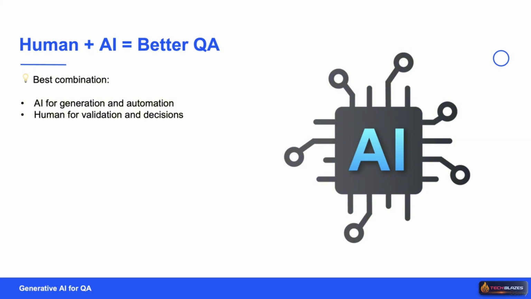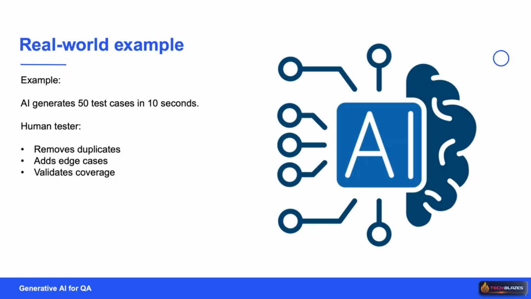For example, AI can generate test cases, data, or even a full test script in seconds. But it's your responsibility to check if those test cases make sense, if the data matches the requirements, and if the script is stable. AI helps you move faster. You ensure it moves in the right direction. That's the perfect balance. AI handles the volume. Humans handle the value.